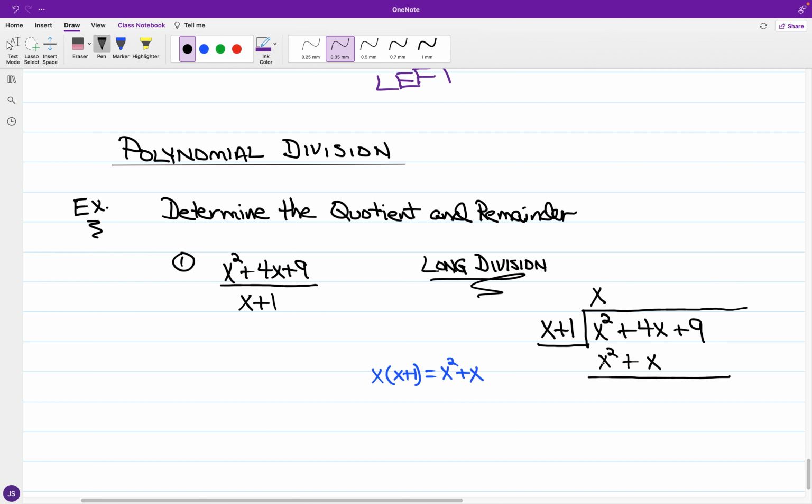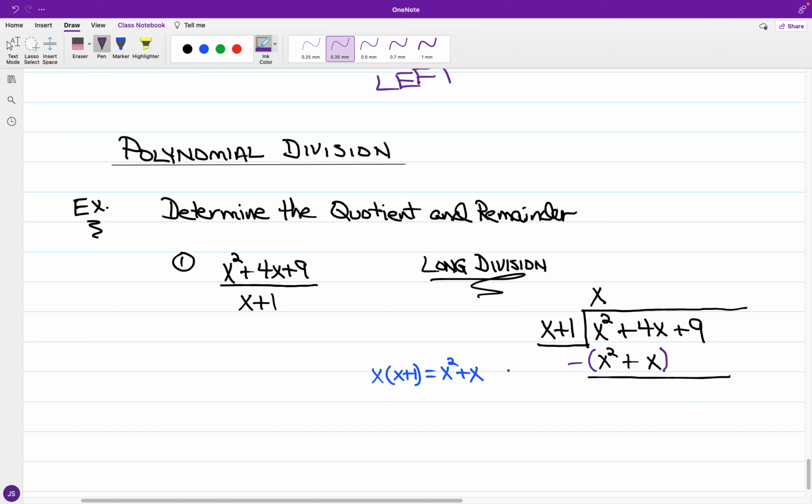So you have x squared under x squared, x situated underneath 4x. And now with long division, you're going to be looking at row by row subtraction. The object at each stage is to get out the leading term from that which originates from what is referred to as the dividend. And the dividend being x squared plus 4x plus 9.